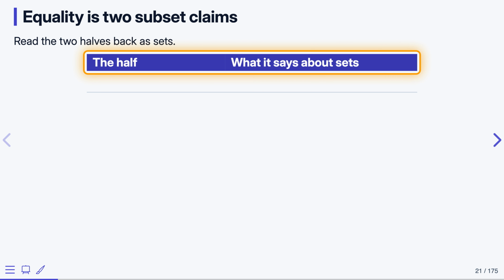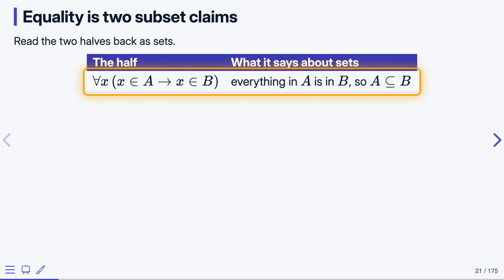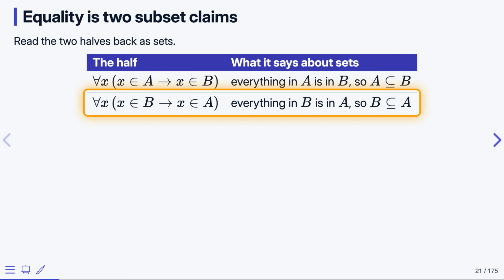Now read the two halves back as statements about sets. The first half says, for all x, if x is in A, then x is in B. In plain words, everything in A is also in B. That is exactly the definition of A is a subset of B. The second half says, for all x, if x is in B, then x is in A. Everything in B is also in A. That is, B is a subset of A.